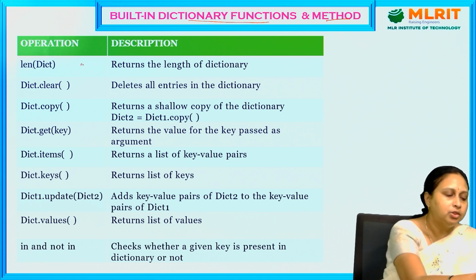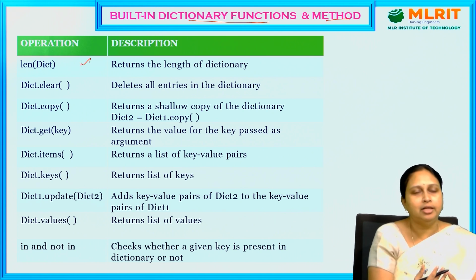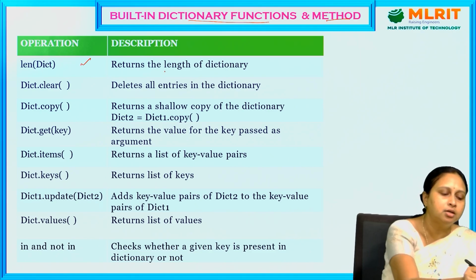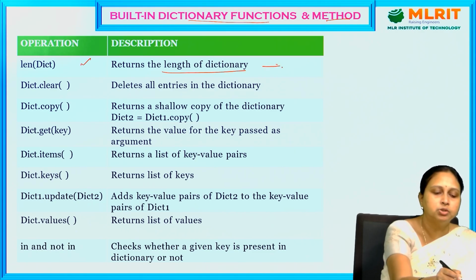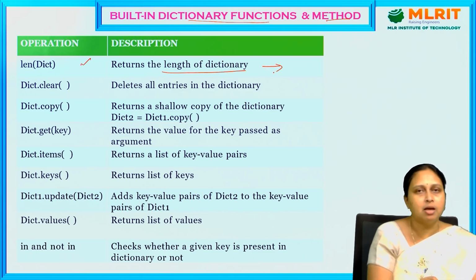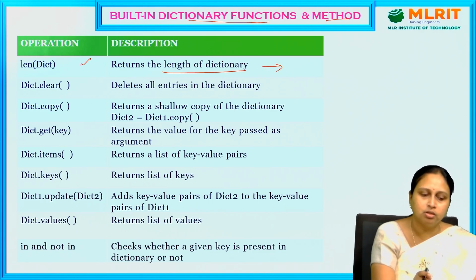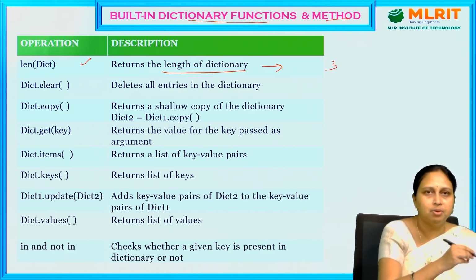First one is the length function. You all know that we have seen the length function in strings as well as lists. Here also we will be discussing the length of a dictionary. This function is going to return the length of the dictionary, that means how many key value pairs are present. As per the previous example, we have 3 keys and 3 values, so it is going to display 3.